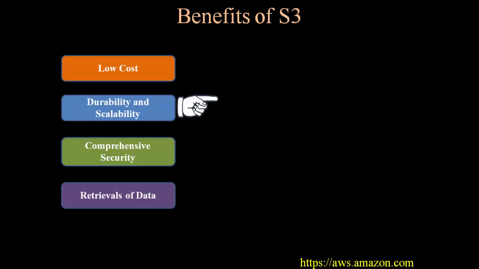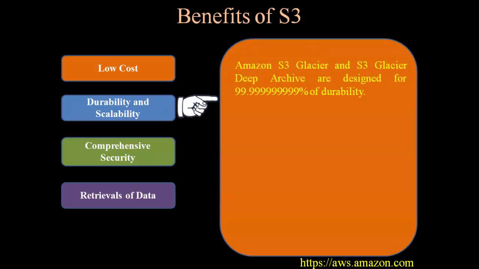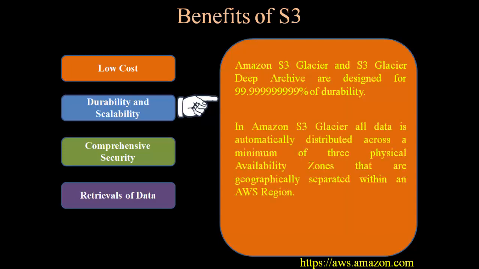What is durability and scalability? Amazon S3 Glacier and S3 Glacier Deep Archive are designed for 99.999999999%, that is 11 nines, of durability. Such a high durability is provided by AWS. It is the same as our S3, the Simple Storage Service. In Amazon S3 Glacier, all data is automatically distributed across a minimum of 3 physical availability zones that are geographically separated within an AWS region.